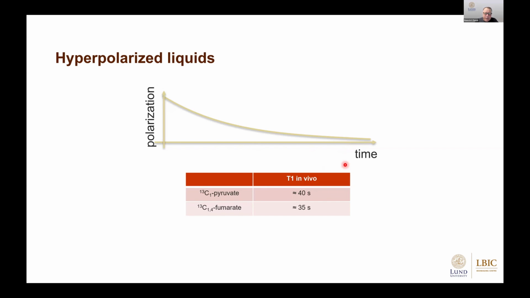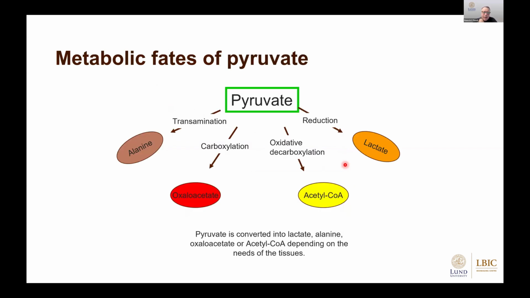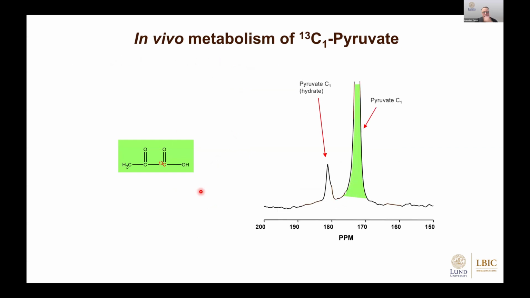If you look at pyruvate, which was the first one to see the light, it has different metabolic fates if you inject it. So it goes to lactate or alanine in the glycolysis. It will enter the citric acid cycle and become acetyl-CoA, and there's a theoretical pathway to oxaloacetate, but I've never seen that showing up. So how does it look like a signal?